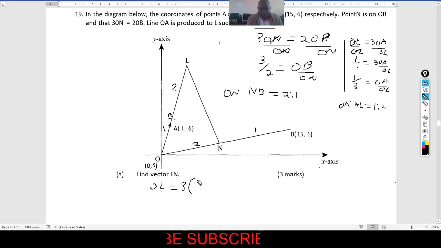O to A is (1, 6) if you have it in column vector form. So that means my OL vector equals (3, 18). Remember O is the origin 0, 0. So OL is the same as L minus (0, 0), which still gives you this one. So my coordinate of L is (3, 18).